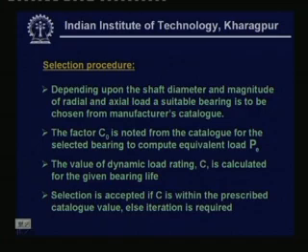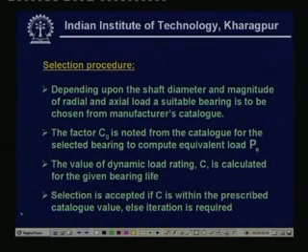Now, what is this one? Depending upon the shaft diameter and the magnitude of radial and axial load, a suitable bearing is to be chosen from the manufacturer's catalog. I think you do not have any problem with this statement. First of all, of course, you have to find out the shaft diameter. How is the shaft diameter found? Depending upon your machine element design, what we have discussed so far. The shaft diameter cannot be altered; it has to be there for carrying a certain amount of load.